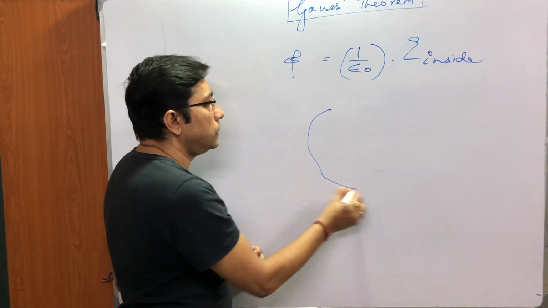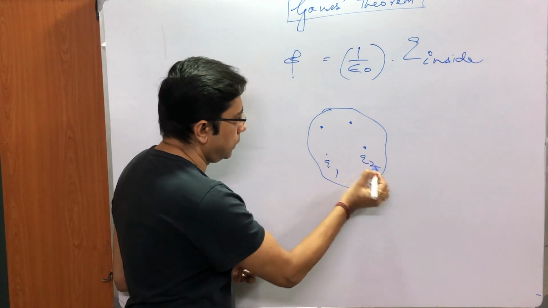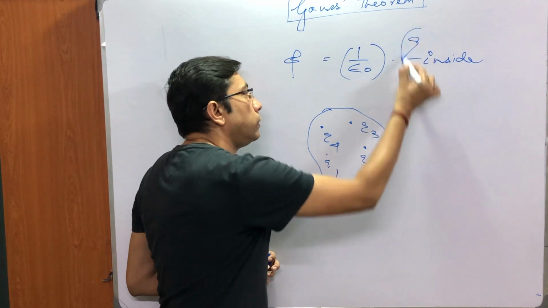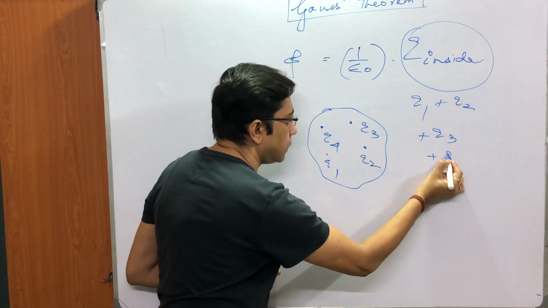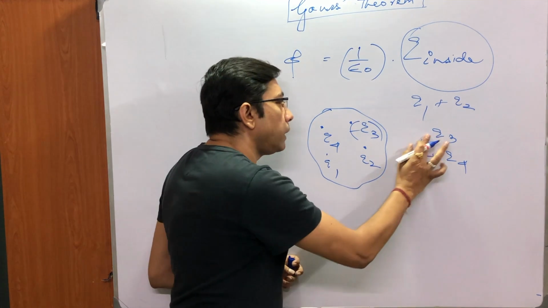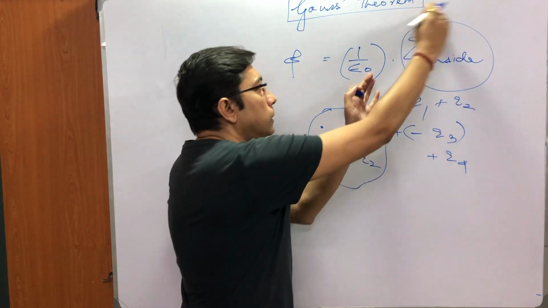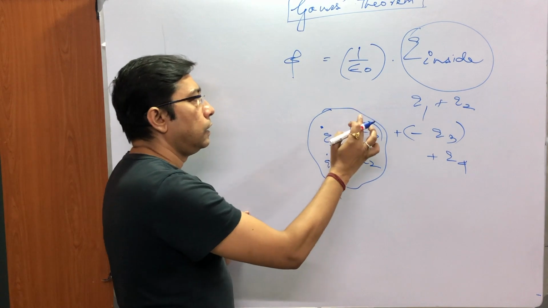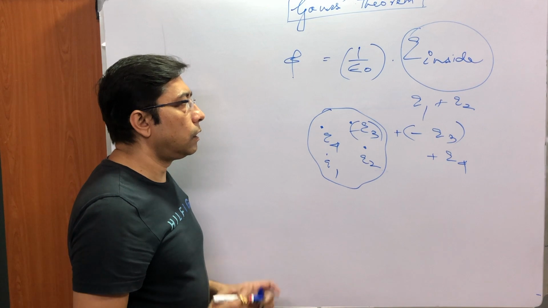Suppose this is a surface. So there are multiple charges Q1, Q2, Q3, Q4 like this. So total charge Q inside would be Q1 plus Q2 plus Q3 plus Q4. If any one of them, suppose Q3 is negative, we will write Q3 with a negative sign. So we understood what Q inside is, that means the charge inside a surface, and this surface is the Gaussian surface. We will discuss it later on.